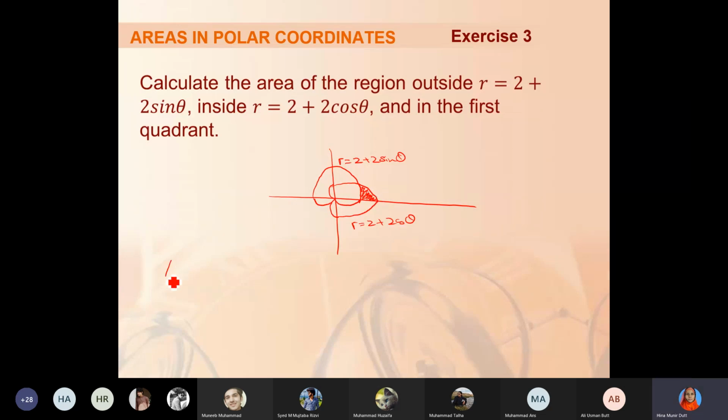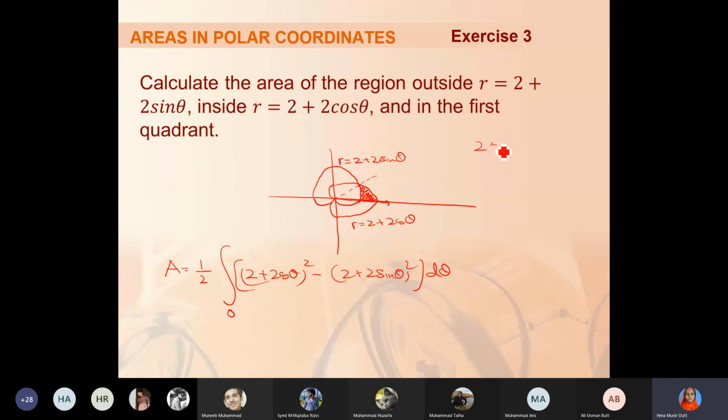So what would be the values of theta? My outer curve is 2 plus 2 cos theta. Inner curve is 2 plus 2 sine theta. Now we have to find the limits of theta. So theta is changing from this to this. This is my outer curve, this is my inner curve. So the values of theta are from theta is equal to 0 to this point of intersection.